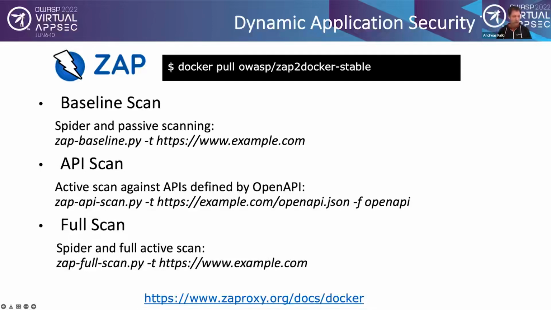You can also conduct a full scan, but a full scan I would advise not to put in your regular CI/CD pipeline, because a full scan might run for hours depending on the size of the application. So just put that one in some nightly scan and put the baseline scan or API scan as part of your usual CI/CD pipeline.